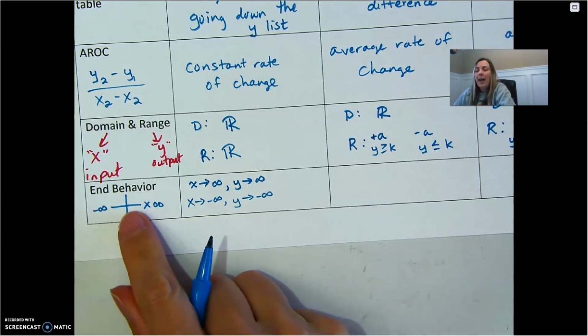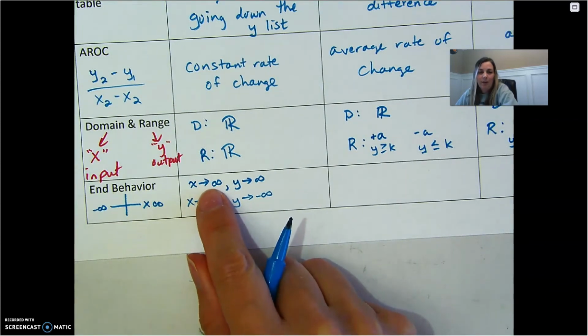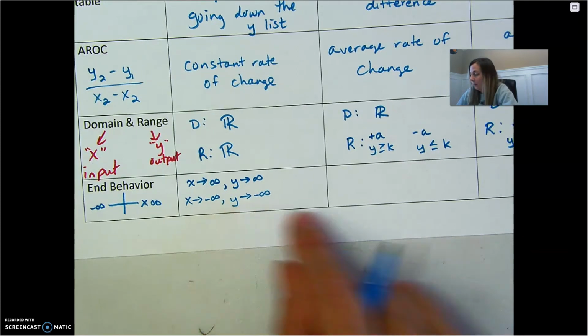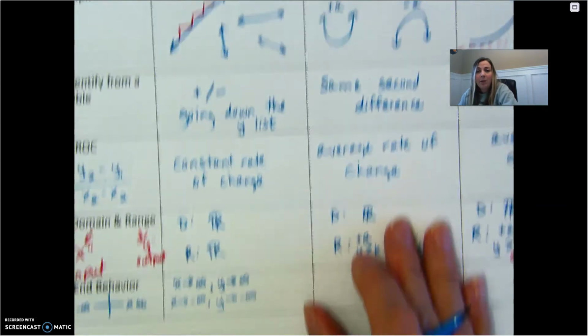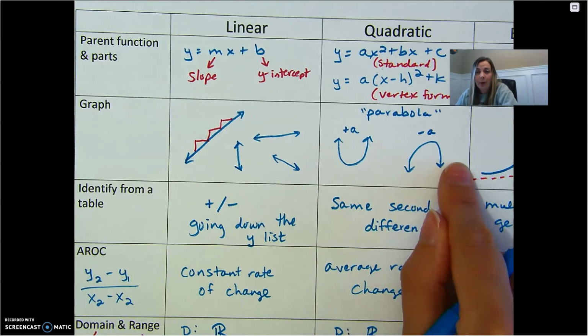All right, so the end behavior for linear functions goes the same direction. If x is positive, y is positive. If x is negative, y is negative. All right, parabolas are going to be a little bit different. The ends are both going up or they're both going down.